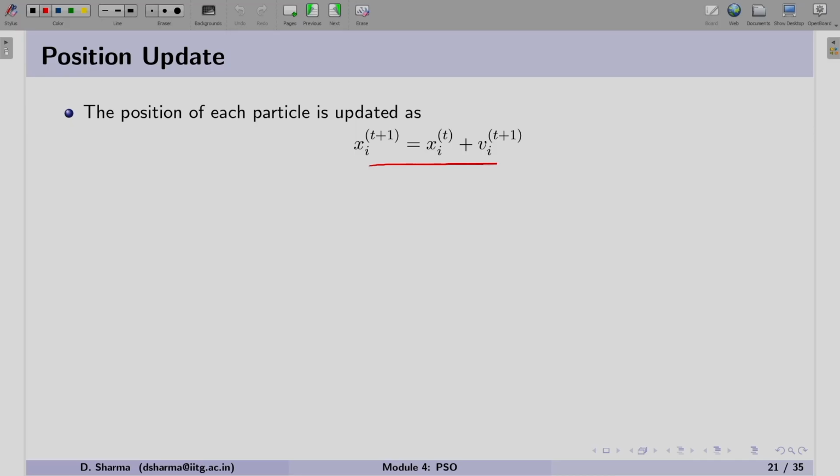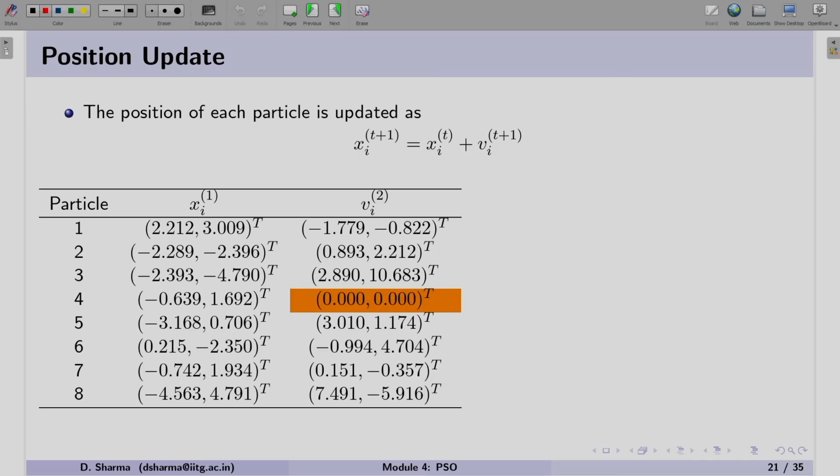Since we have calculated the velocity of the particle, now let us calculate the position. This is the updated position of the particle. Since the formula is so straightforward, we just have to add these two components. Now, in this table, column number 2 represents the position of the particle, this represents the updated velocity, and here one particular row, solution 4, is made in orange color.